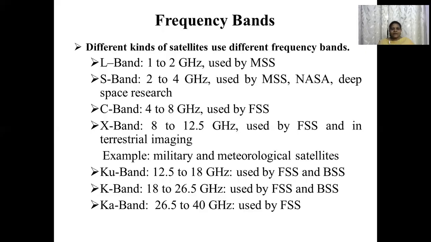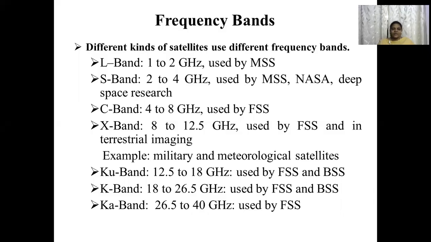And coming to the next one, that is frequency bands. What are the frequency bands that are used in satellite communications? Depending upon different kinds of satellites, we'll be using different frequency bands. So what are these frequency bands? Generally, the microwave frequency bands range is L, S, C, X, Ku, K, Ka bands. These are the bands generally used by satellites also. For satellite communication also, we'll be using these frequency bands.